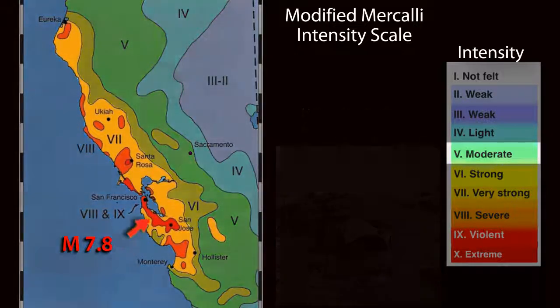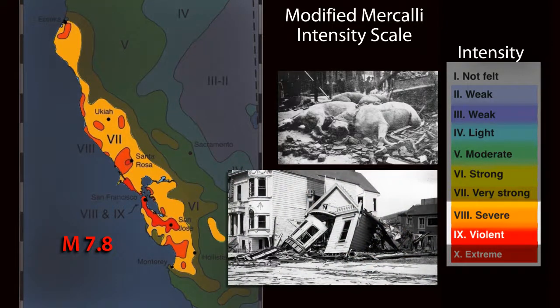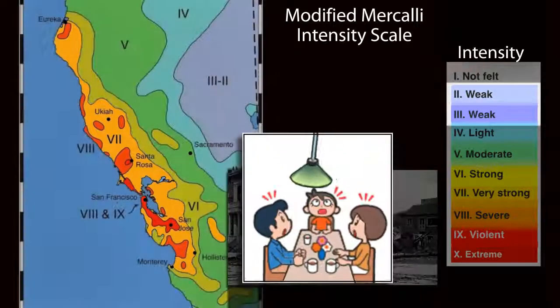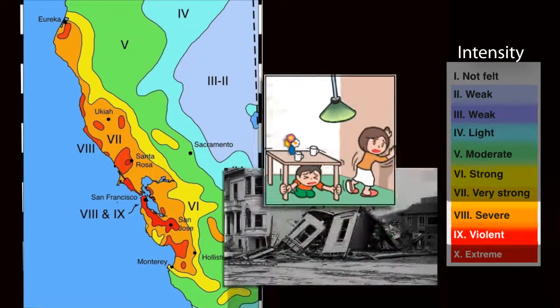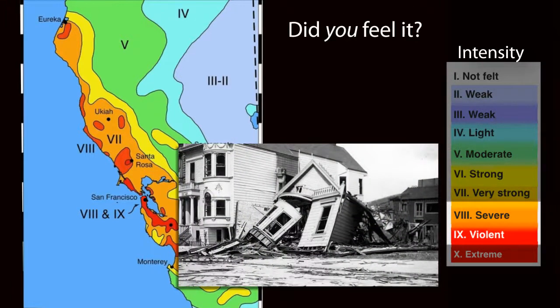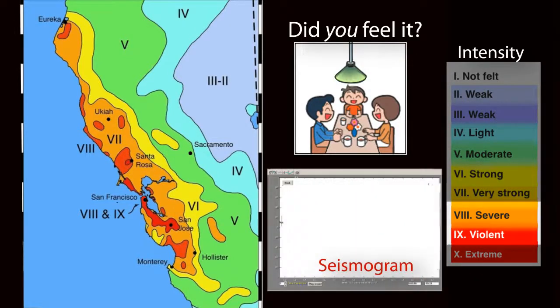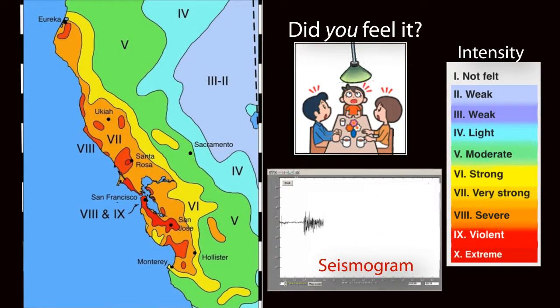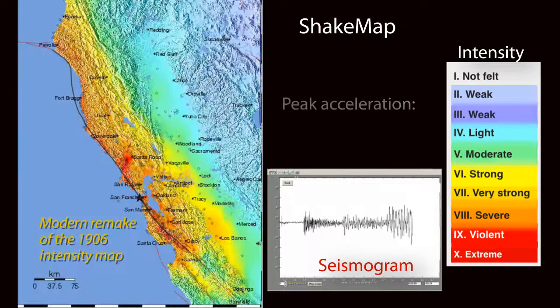In Zones 8 and 9, people, horses, and cattle were thrown off their feet, bridges were wrecked, and wood-frame buildings slid off their foundations. The lower numbers generally dealt with how the earthquake was felt by people. The higher numbers were based on observed structural damage. Human observations still help scientists understand earthquake ground shaking, but intensity is now measured by seismometers and illustrated by USGS shake maps, like this modern reconstruction for the 1906 earthquake.